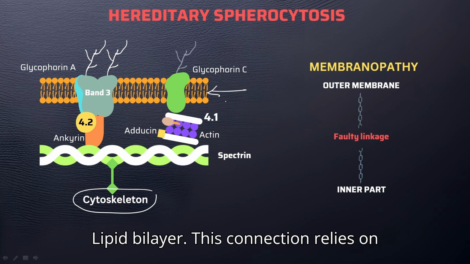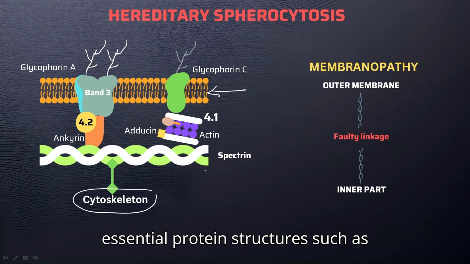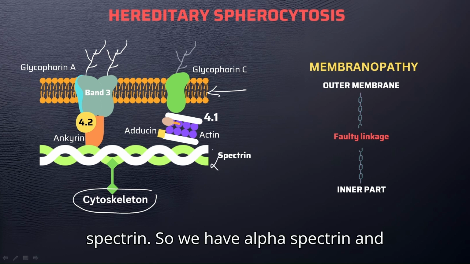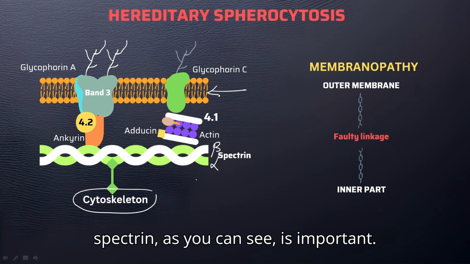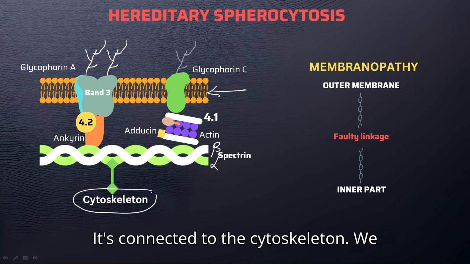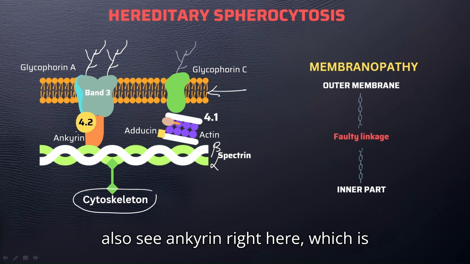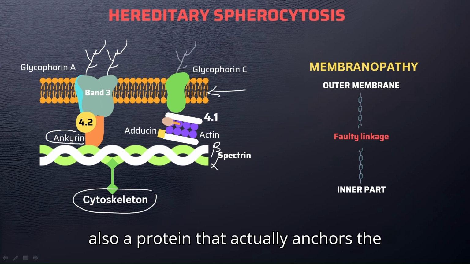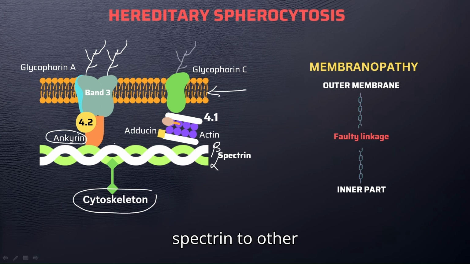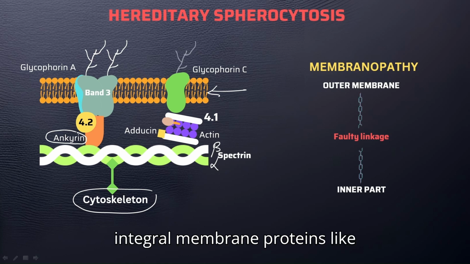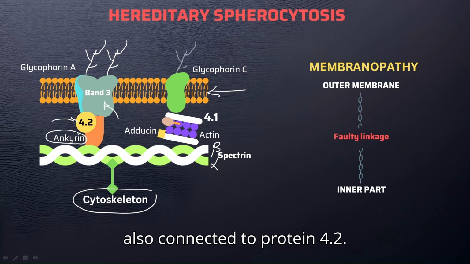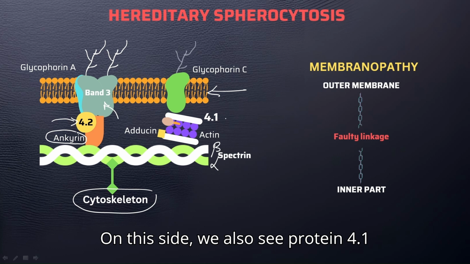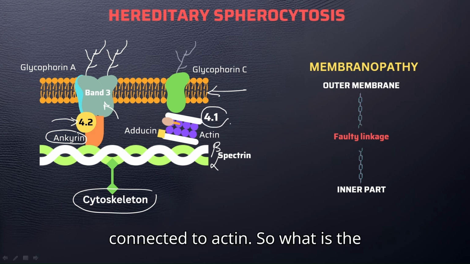This connection relies on essential protein structures such as spectrin. So we have alpha spectrin and beta spectrin. Okay, and spectrin, as you can see, is important. It's connected to the cytoskeleton. We also see ankyrin right here, which is also a protein that actually anchors the spectrin to other integral membrane proteins like band 3 protein, and it is also connected to protein 4.2. On this side, we also see protein 4.1 connected to actin.